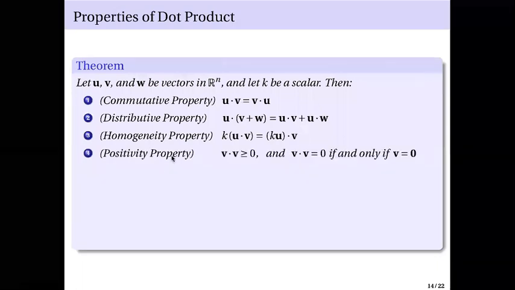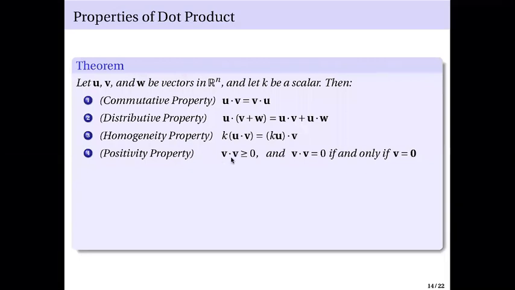And then we have the positivity property. So you have the vector v. If you dot it with itself, v dot v, it must be greater than or equal to 0. And v dot v equals 0 if and only if v is the 0 vector. So when a vector is dotted with itself, then it must be greater than or equal to 0. But if the vector is dotted with itself and you get the 0 scalar, then the vector must be the 0 vector. Okay, so positivity property.